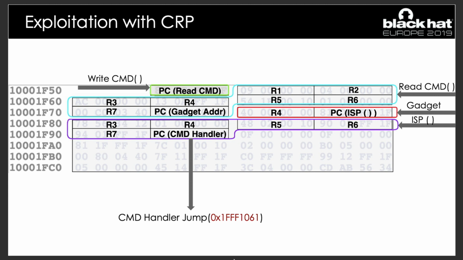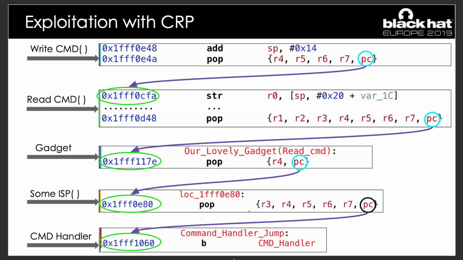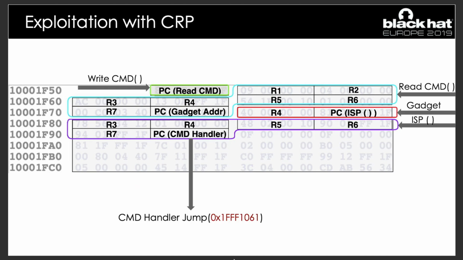Then we found that the PC of this ISP function has this address inside it, 1061. It's the same as 1060 here, but because LPC1343 uses a mechanism called thumb mode, it makes the addresses +1 inside the stack. So we found this address inside the PC, so we didn't have to overwrite another PC to go to the command handler.